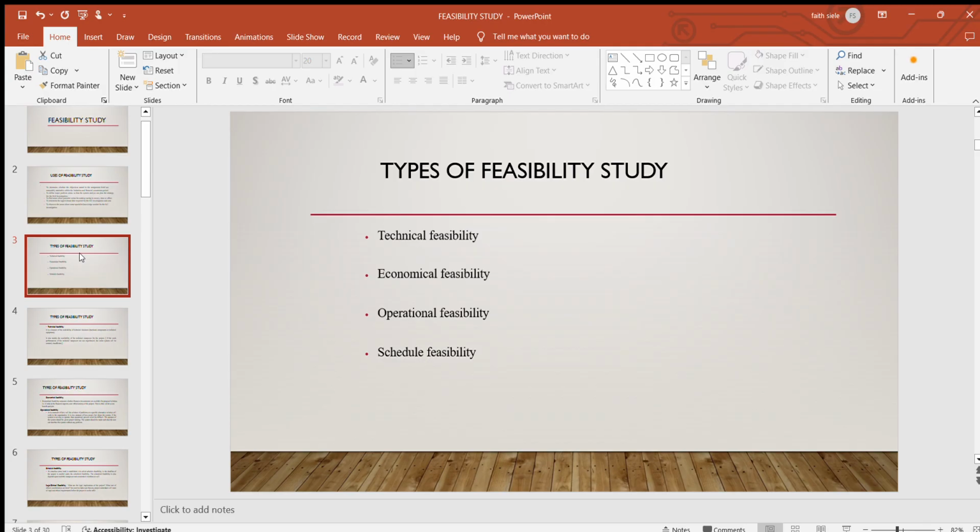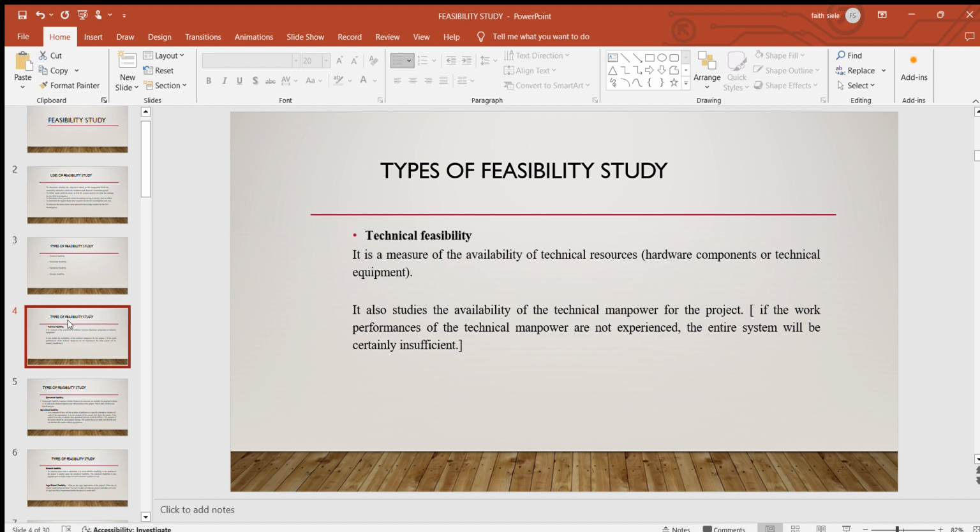So next we're going to look at the types of feasibility study. We have a number of them. Just to start with, we have technical feasibility. We also have economical feasibility, operational feasibility, and schedule feasibility. And just to mention again, we also have legal feasibility. So to start with, let's start with technical feasibility.